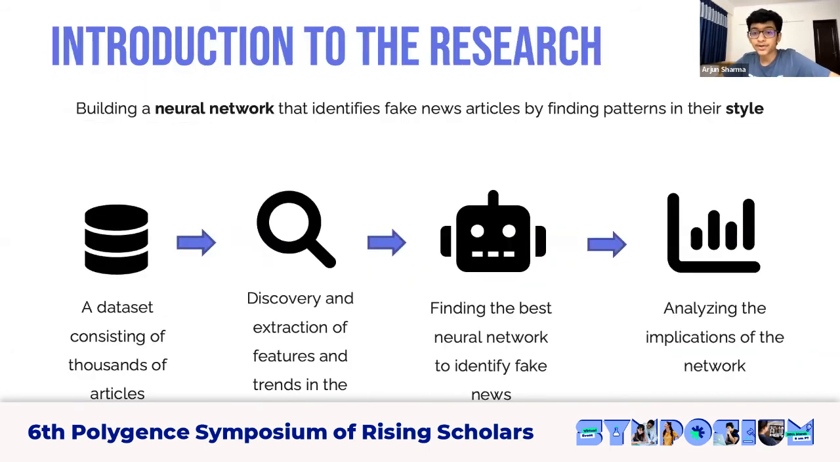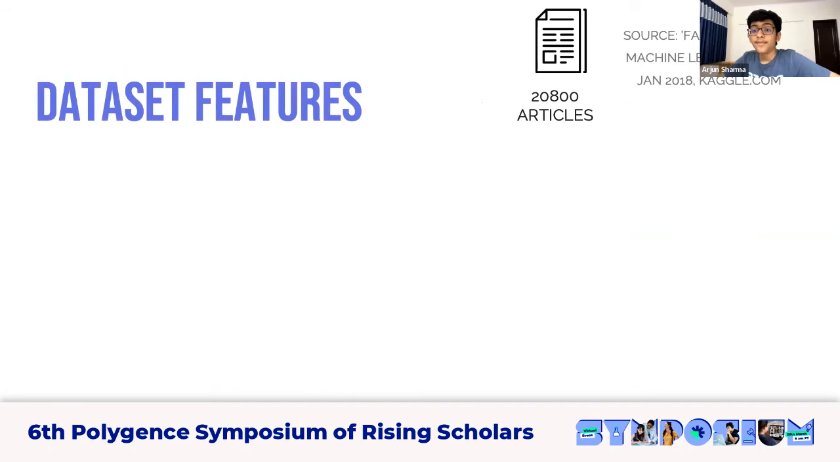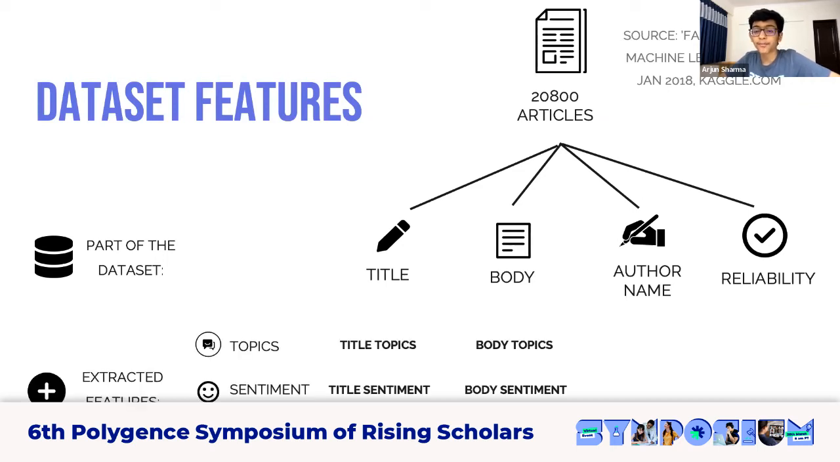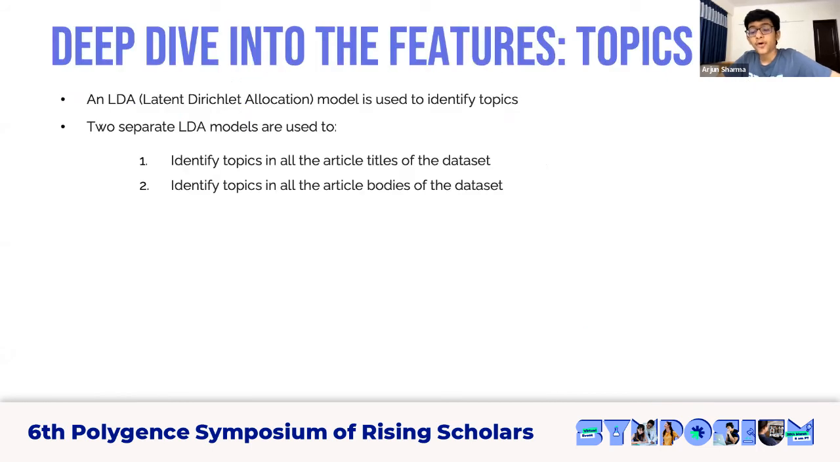The objective of this research is therefore to develop a neural network that identifies fake news articles by using patterns in their style. This approach is advantageous because it can be deployed at scale without being influenced by personal bias. The dataset used for training the model had thousands of unique articles, each of which consisted of a short title, body, the name of the author, and a binary label which indicated their reliability. 3 new categories of features were extracted for both the title and body: topics, sentiment, and length, giving 6 new features for each article. For topic modeling, I used a technique called latent Dirichlet allocation.